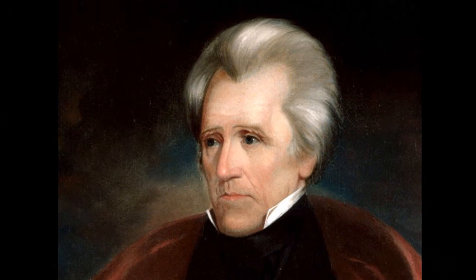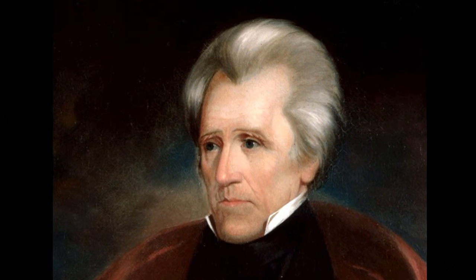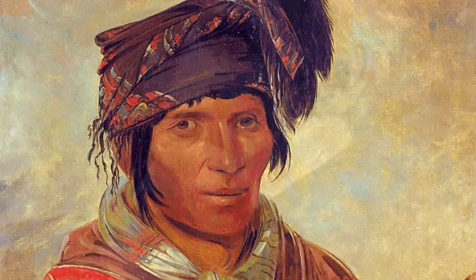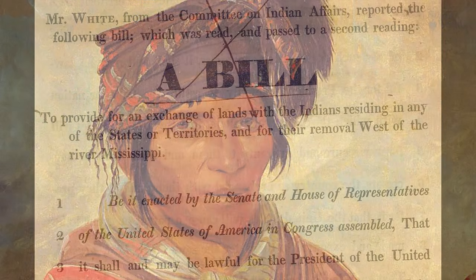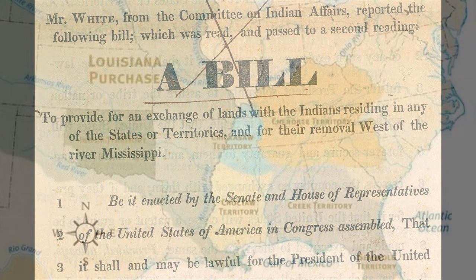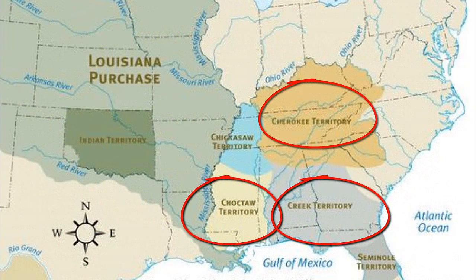During Andrew Jackson's second term, he pressured Congress to pass a bill that would authorize the purchase of Native American lands and require the 5 civilized tribes to move to lands west of the Mississippi River. The bill, known as the Indian Removal Act, would impact the Cherokee, Choctaw, Creek, Chickasaw, and Seminole nations.